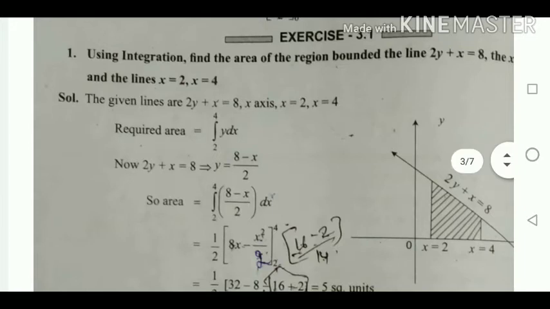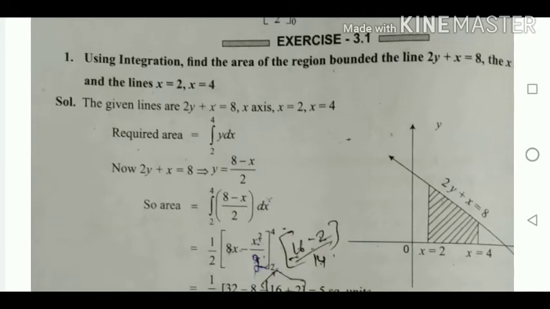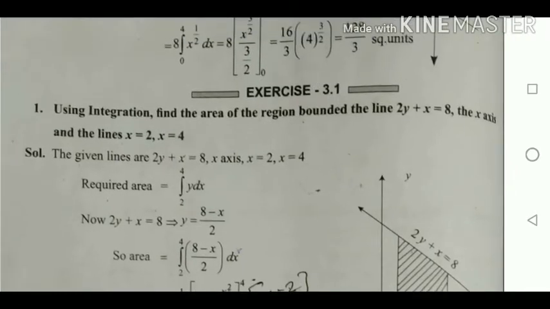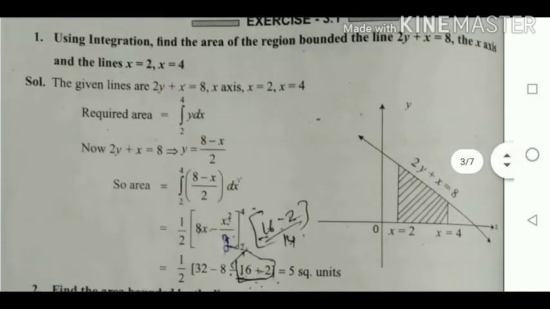Using integration, find the area of the region bounded by the line 2y plus x equals 8, the x-axis and the lines x equals 2 and x equals 4. Now first draw the diagram, whatever it may be. If you draw the diagram, it is easy to understand the sum. Okay. Here the limits are x equals 2 and x equals 4. Then it is said that it is on the x-axis. Therefore required area equals integration of a to b y dx. X-axis means we write it as y dx.